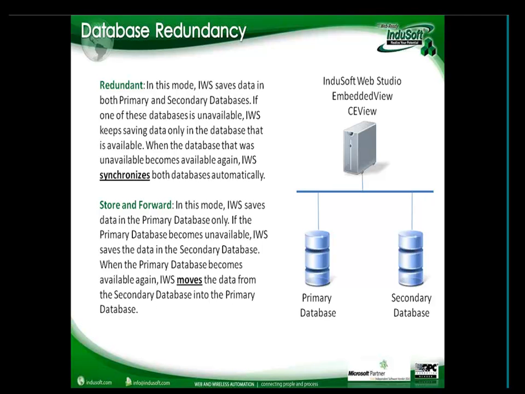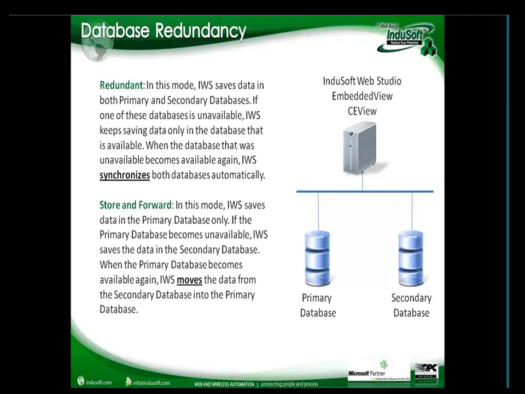In store and forward mode, InduSoft saves data only to the primary, not to the secondary. If the primary becomes unavailable, and only if the primary becomes unavailable, then InduSoft starts saving data into the secondary database. And when the primary database becomes available again, InduSoft moves the data from the secondary to the primary database, and then keeps saving data into the primary database.